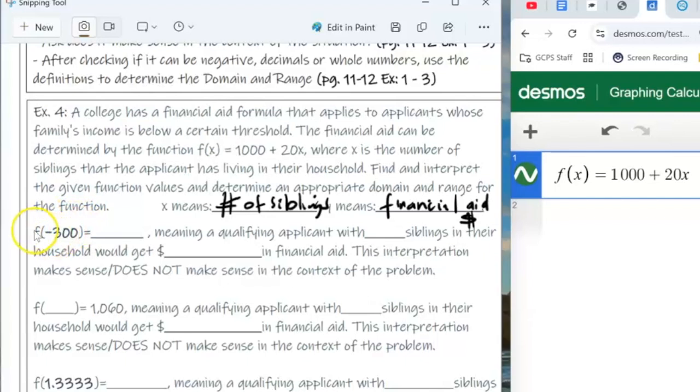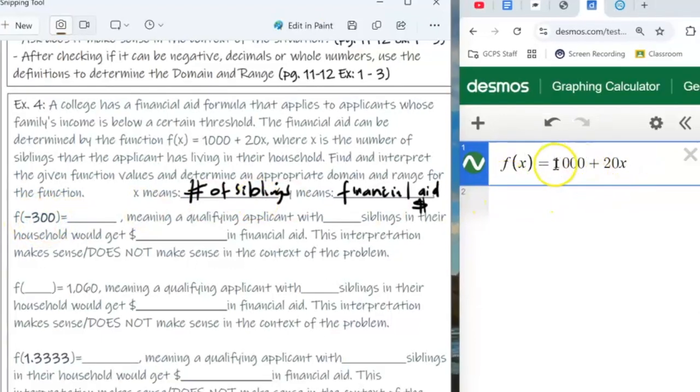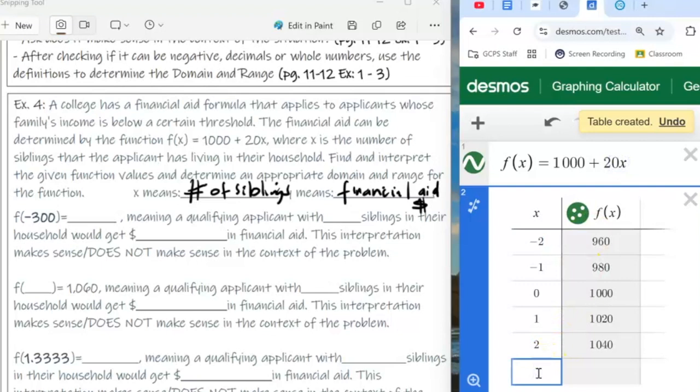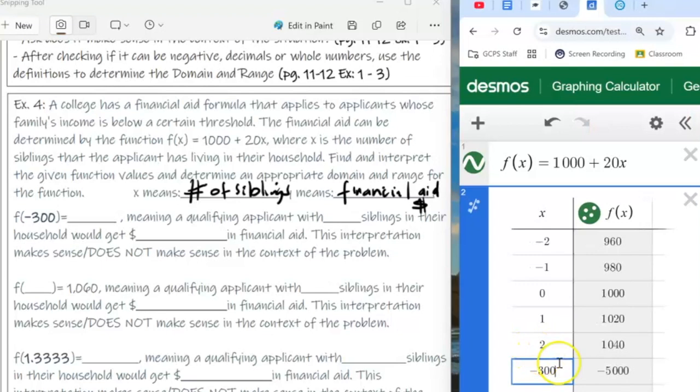All right, so find and interpret the given function values and determine an appropriate domain and range for the function. So what does f of negative 300 mean? So my input of siblings is negative 300. So a couple of ways we can do that. We've talked about this in previous videos. We're going to do the table version of it. We're going to click settings or gear, click table, and I'm going to come here to the end just in case I need to press enter. And I'm going to type in negative 300. I don't have to do it again. I can do it anywhere I want to. So negative 300, my input is negative 300 into this function. I'm going to get an output of negative 5,000. So I'm going to put negative 5,000.